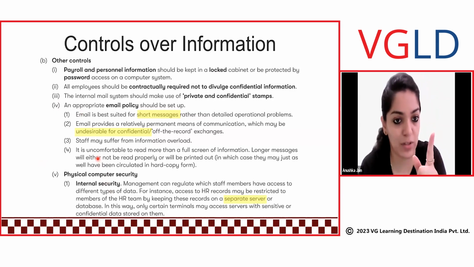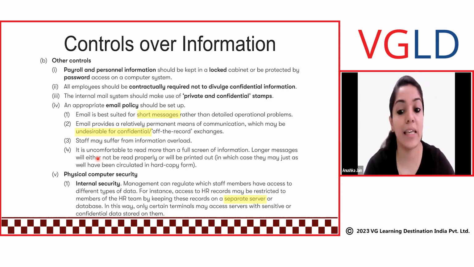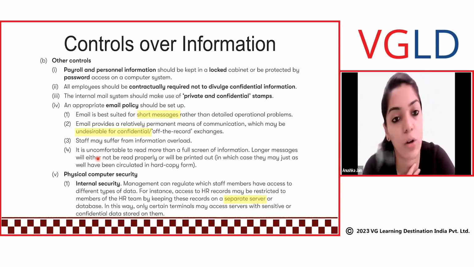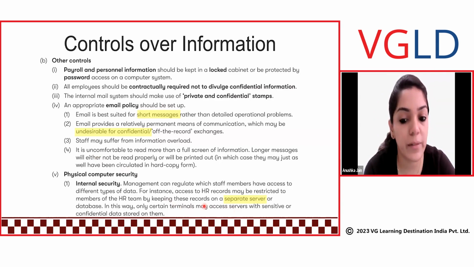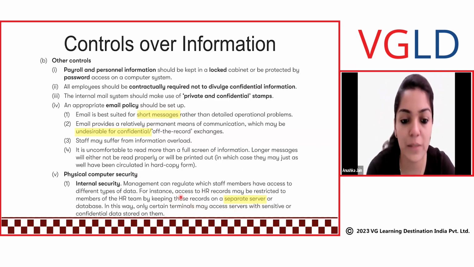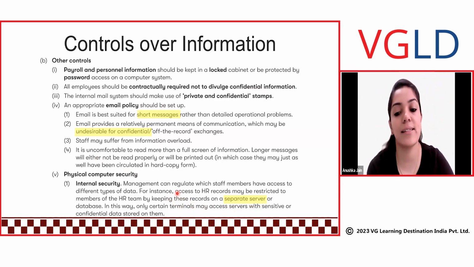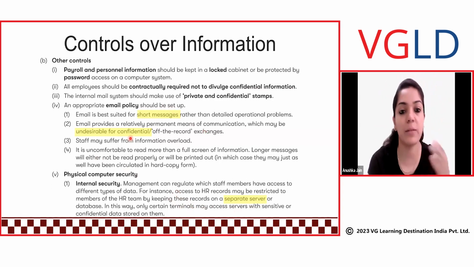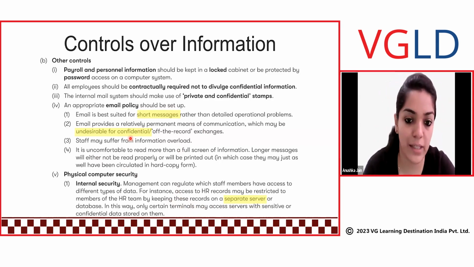Like the personal information, the first point on this slide, the HR related data should be kept strictly confidential. So you could keep it in a separate server altogether so that it cannot be accessed by any other person in the company. In this way, only certain terminals may access servers with sensitive or confidential data stored on them. So that is about internal security, whereby you keep the data in a separate server so that only limited people who have the details for that server can access it.